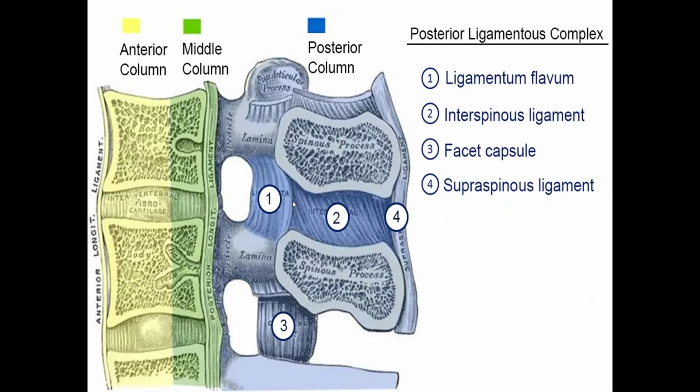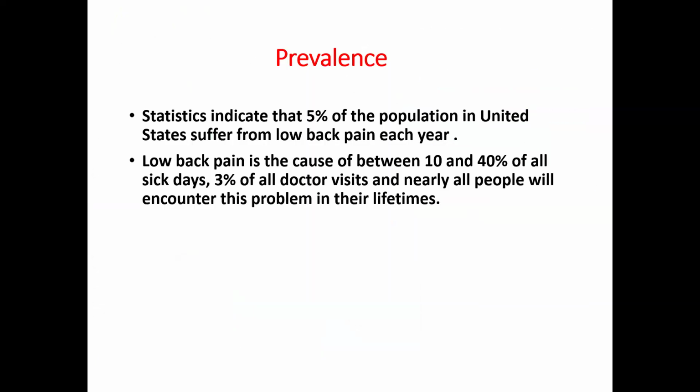So this is the posterior compartment. We're talking about the ligamentum flavum, the interspinous ligaments, the facet capsule, the spinous process, and supraspinous ligaments. This is what we're talking about today, and the sacroiliac joint as well. Okay, we'll show you a picture later.